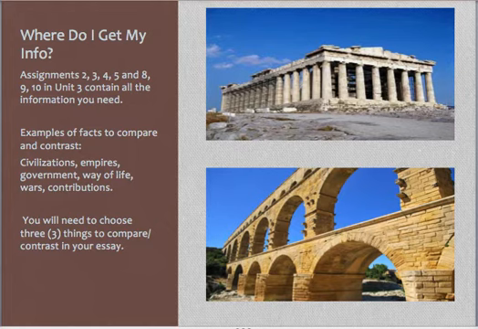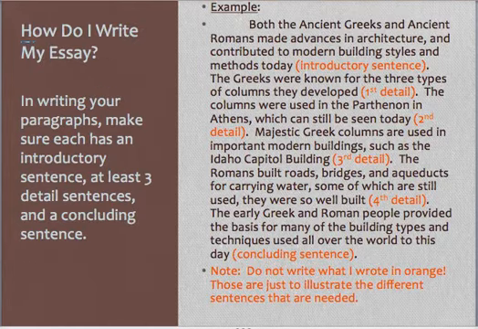So, these pictures on this slide are an example of what I am going to put in my paragraph. So we'll get back to the pictures in just a minute. So how do I write my essay? In writing your paragraphs, you make sure each paragraph has an introductory sentence, at least 3 detail sentences, it can have more, and a concluding sentence.